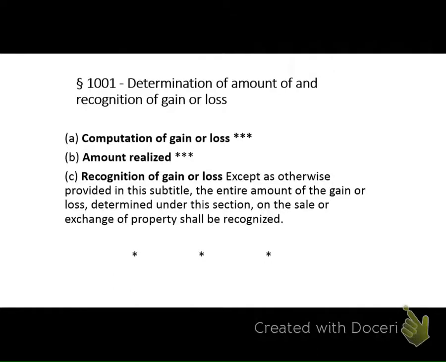So we're taxing income, we're taxing gains, and so we've got this calculation under 1001(a), computation of gain or loss, amount realized, and that's going to give us our gain realized. Then 1001(c) tells us recognition of gain or loss. It says, except as otherwise provided in the subtitle, the entire amount of the gain or loss determined under this section on the sale or exchange of property shall be recognized. To recognize it means to actually include it in gross income, or to include the loss as well. So today we're doing non-recognition.